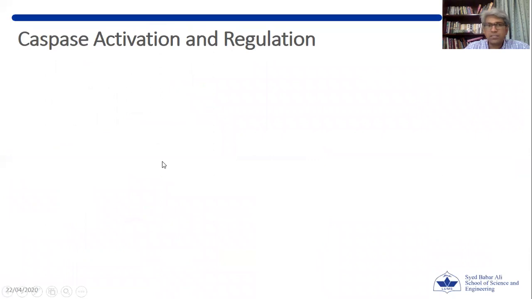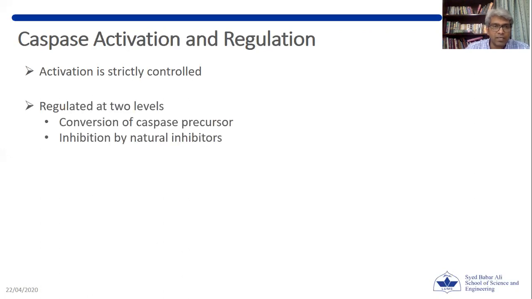So how are the caspases activated and how is that activation regulated? Because caspases can cleave very important cellular structures, their activation is highly regulated. So it's very strictly controlled. There are actually two levels of regulation of caspase activation. One is conversion of caspase precursor, that is the cleavage of the caspase itself to convert it into active form. And the other one is through inhibition by natural inhibitors.